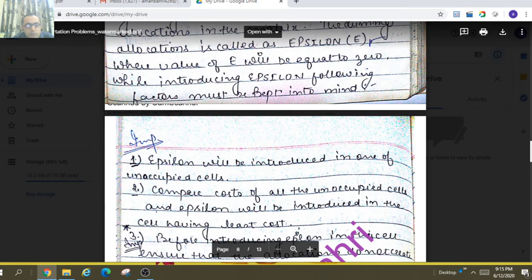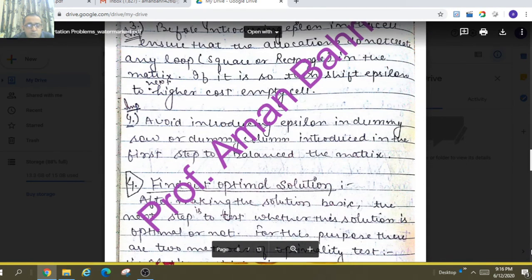Third, which is most important: before introducing epsilon in the cell, ensure that the allocation does not create any loop, whether rectangular or square. If it does, then shift this dummy allocation epsilon to the next higher cost empty cell. And the fourth and last one is to avoid introducing epsilon in the dummy row or the dummy column introduced in the first step to make the matrix balanced.